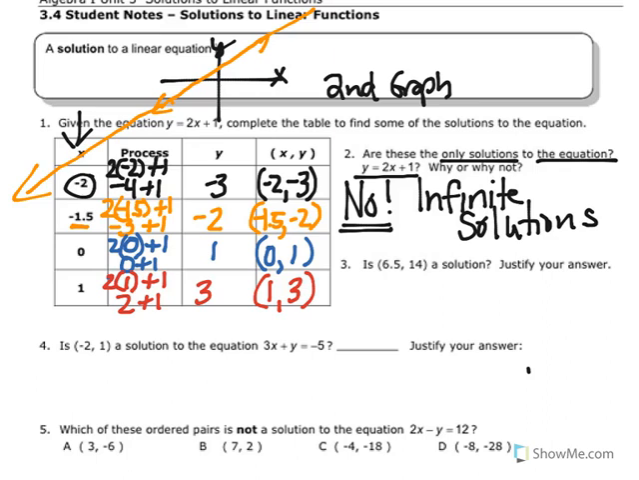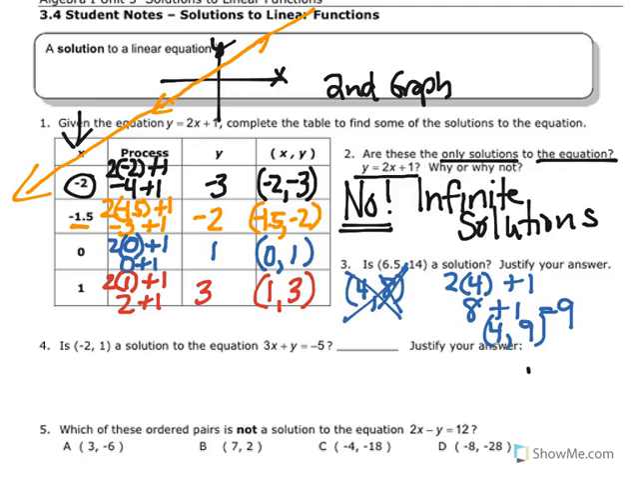What if I said (4, 8) is a solution? Well, let's try it. 2 times 4 plus 1. We're plugging that in, so I get 8 plus 1 equals 9. So when x is 4, y should be 9, not 8 like this, so that would not be a solution. I hope you're understanding how that works.